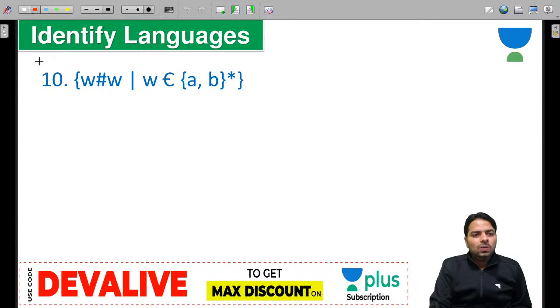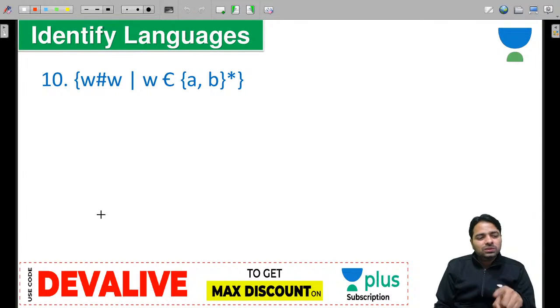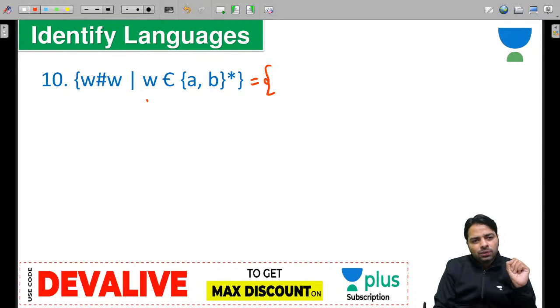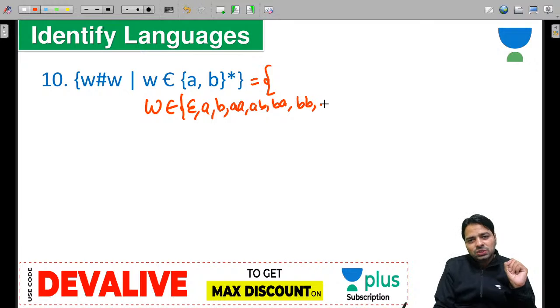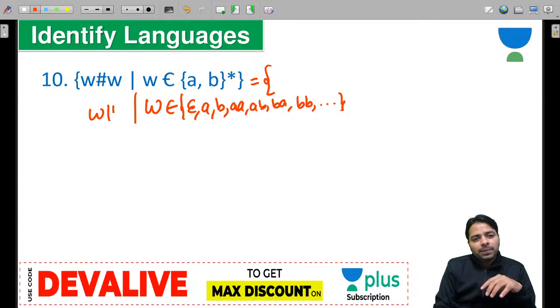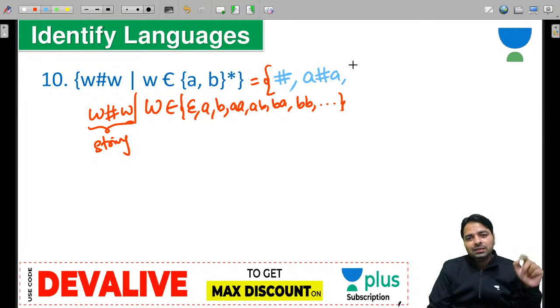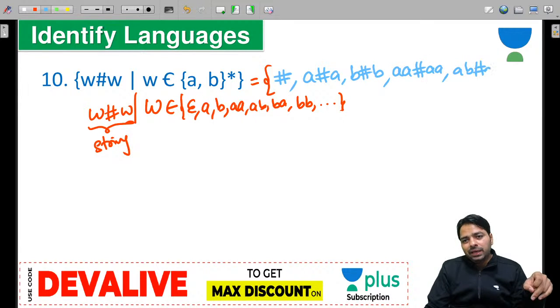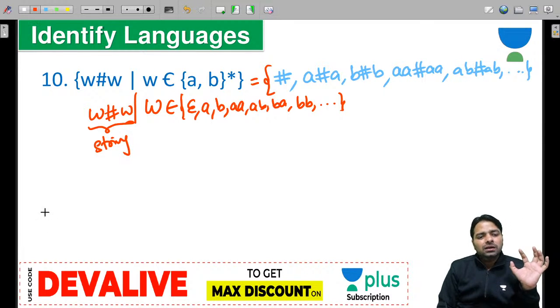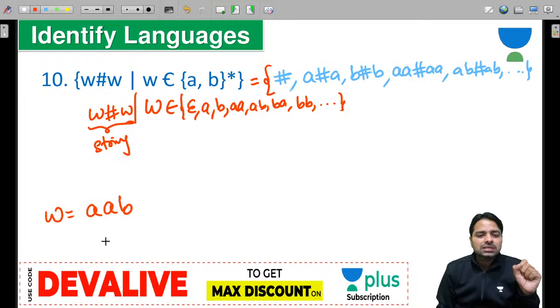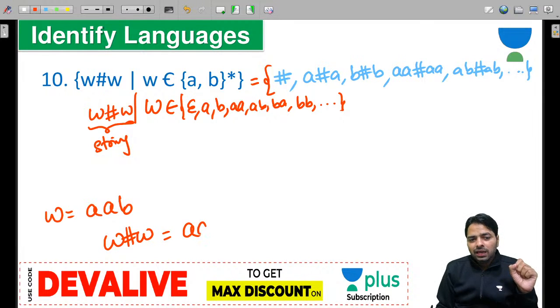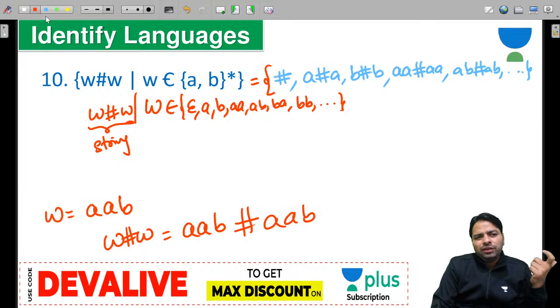Next one, tenth. Oh, W W was already failed, right? Now this is a different one. Tell me, guys, W belongs to epsilon, A, B, AA, AB, BA, BB, and so on. But you are required to form W hash W. This is your string, you should not forget. So the first string is hash. The second string is A hash A, and the third string in lexicographical order is B hash B, and AA hash AA, and AB hash AB, and so on. If you look at any arbitrary string, suppose I take W as AAB, then how does W hash W look? AAB hash AAB. What kind of dependency exists here?